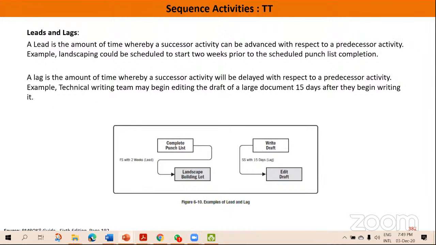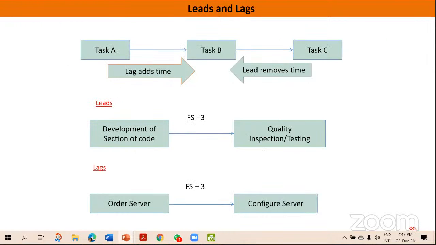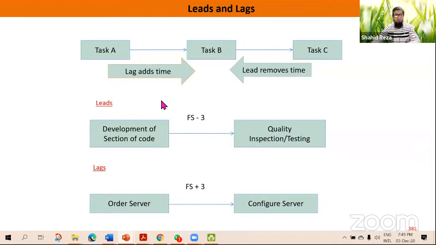Reza bhai, please say the last one once more as a summary: when we do the lead, what is going to be the impact? You can see here, lag adds time and lead removes time. It compresses or shortens the time of completing the two activities.